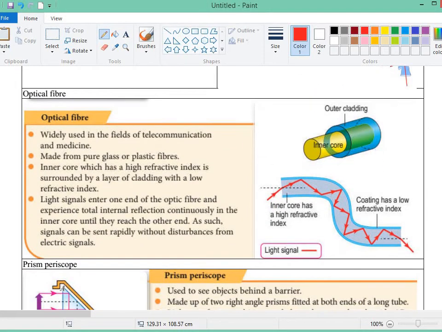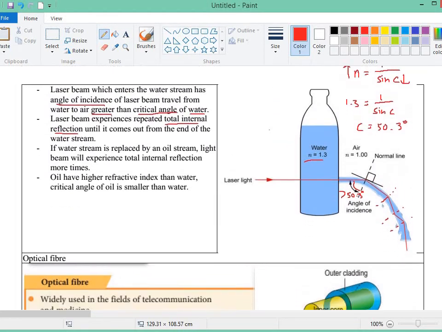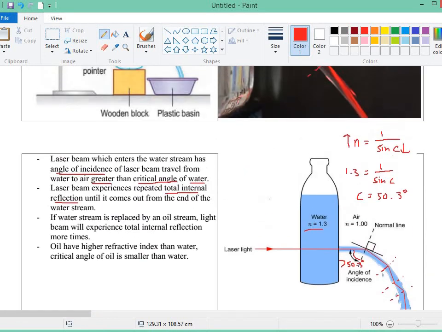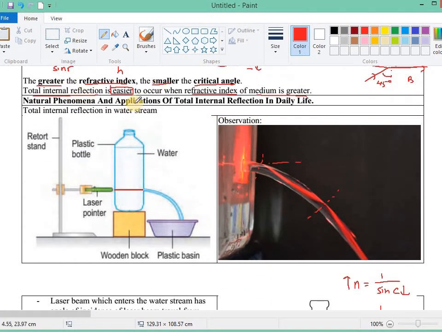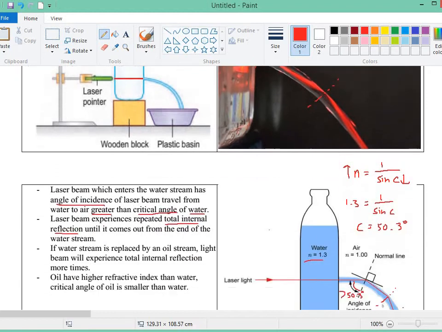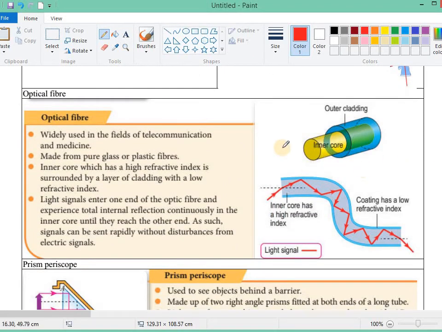Okay, so next we want to look at applications of total internal reflection. This is what we can see in daily life if you set it up. Next we will look at one application, which is optical fiber. If you use fiber optic cable for a very fast internet connection, that is optical fiber.